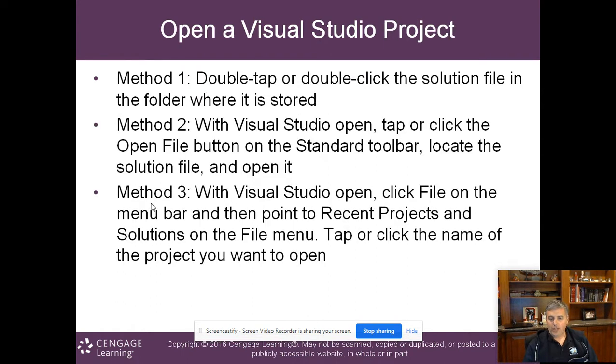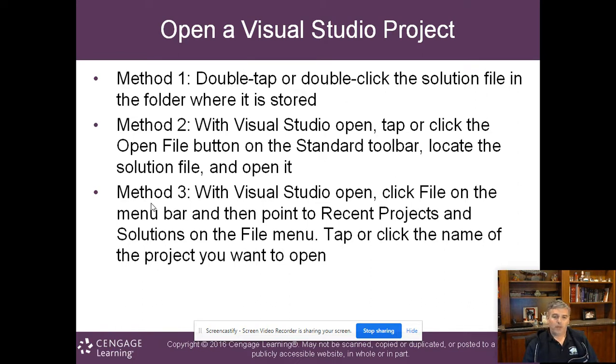Once you've saved a project or a solution, you're going to want to reopen it. So there are three different ways of opening a solution you've already created. One is to go to the folder where it's stored and double-click the solution file. So go to File Explorer, search for where your solution file is. It's going to be the file with the SLN extension. Double-click on that. It'll open Visual Studio, and it'll open the project for you. The second method is to open Visual Studio first, then go to File, Open in the standard toolbar, locate the solution file and open it that way.